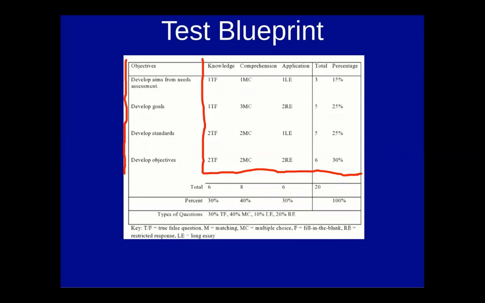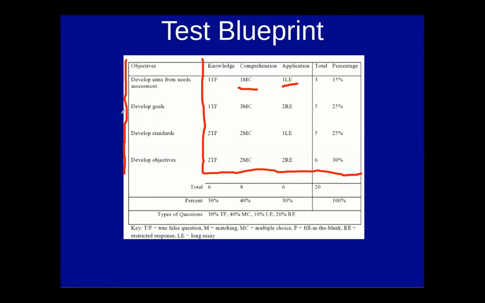Now, underneath that, we have a 1TF, a 1MC, a 1LE. Again, these are just examples, but 1TF, if you look at the key at the bottom, stands for true-false question. In other words, I have one true or false question about developing aims for a needs assessment. Again, this is an example. I have one multiple choice question that is at the comprehension level, and I have one long essay question that is at the application level. That is how it works there. And then it goes on from there.